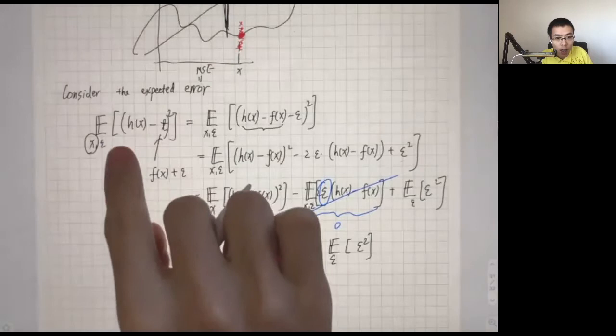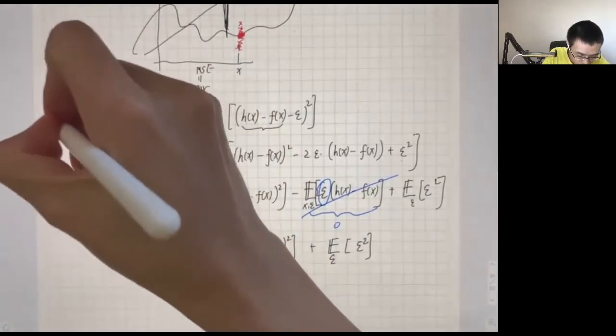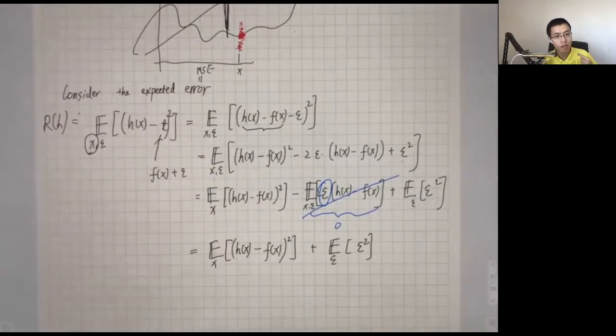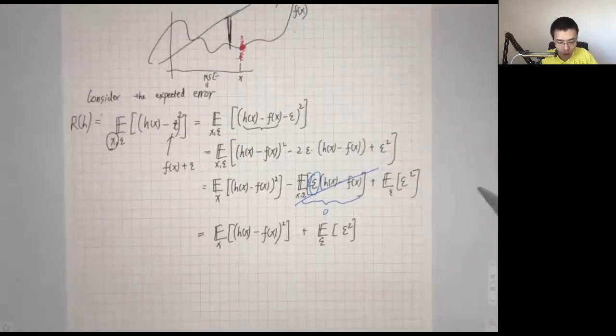So now I decompose this term. This is sometimes known as the risk, the risk of h. So this is the expected loss or expected error. For generic samples from its own distribution, how much error you would make. Okay, so this is one important result.